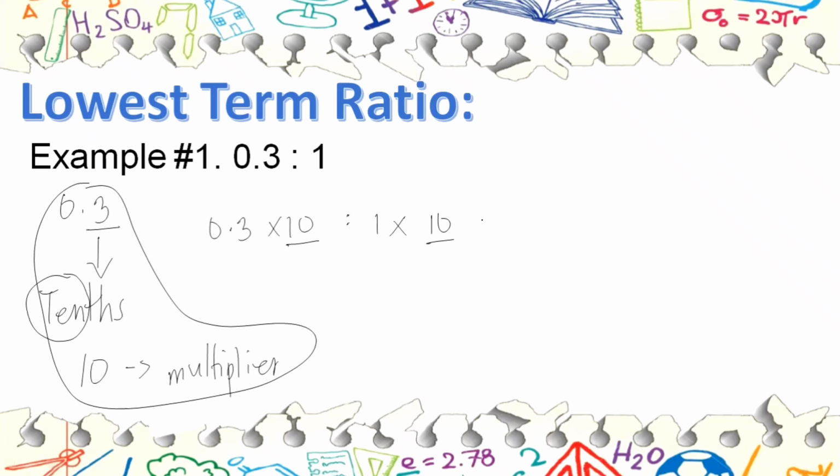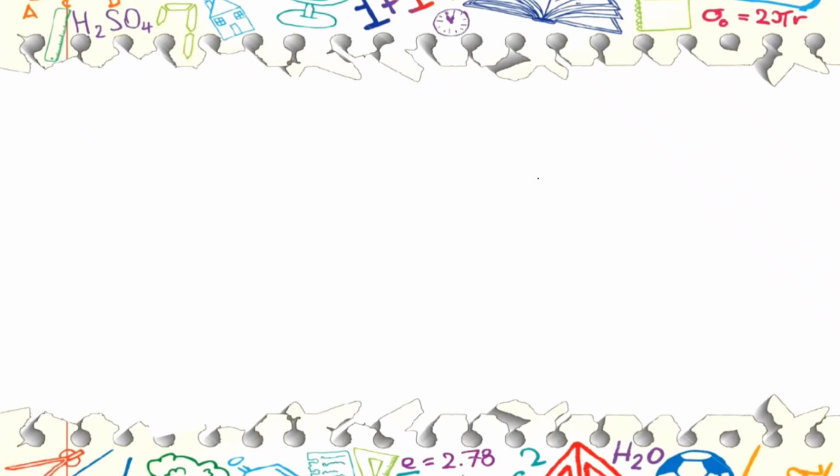So, solve na natin to. 0.3 times 10, that is 3. Is to, next, 1 times 10, that is 10. And hindi na natin yan malo-lowest term. Ibig sabihin, yan na yung ating pinaka-lowest term. Ang final answer natin ay 3 is to 10. Next, let's have example number 2.